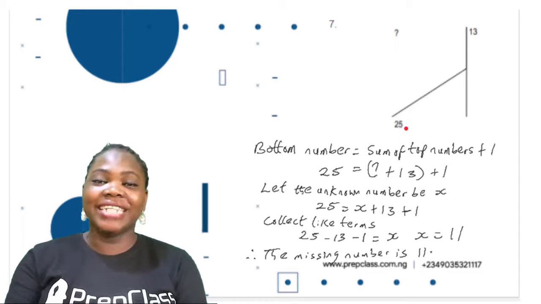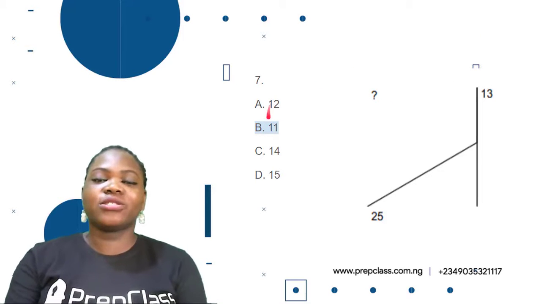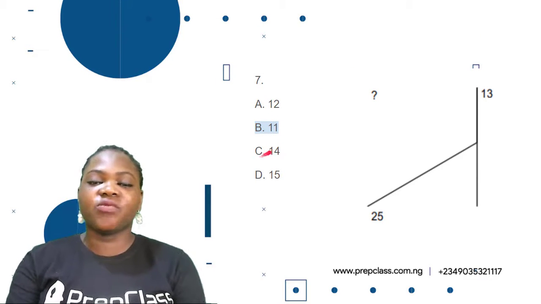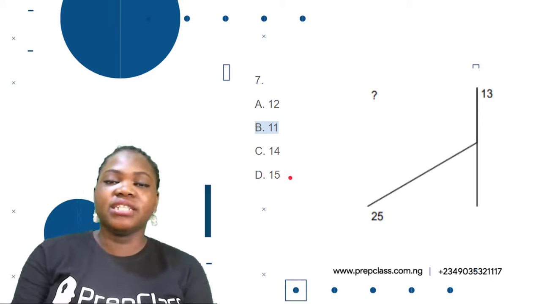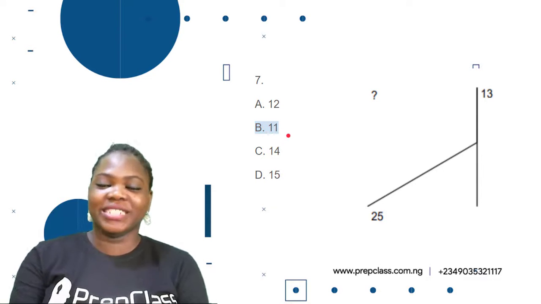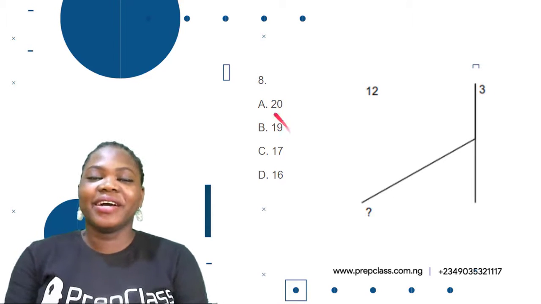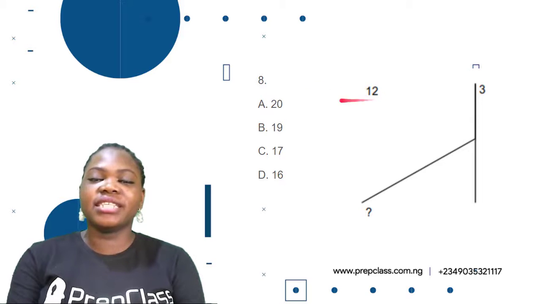We can go ahead and choose the option. So option A is 12, B is 11, C is 14, D is 15. So the correct option is B, 11. Yay, we got that right. Okay, the next question is number 8.